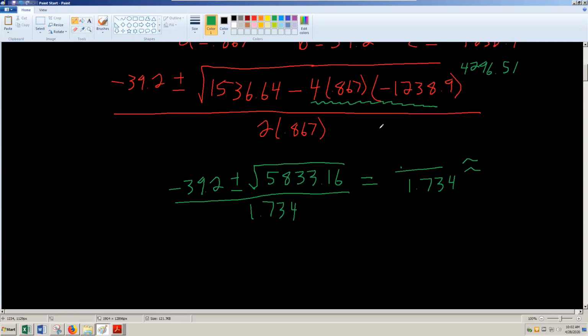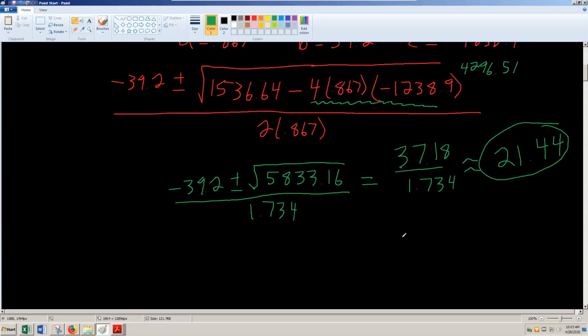negative 39.2 plus that square root, which would have given us 37.18. And then we divide that thing by 1.734, and that's where we get our 21. Much better. Bonus points to Molly. Perfect. So here we're getting 21.44.